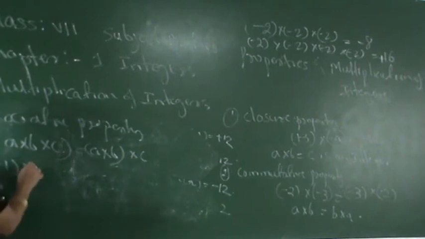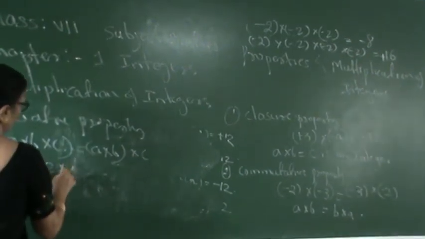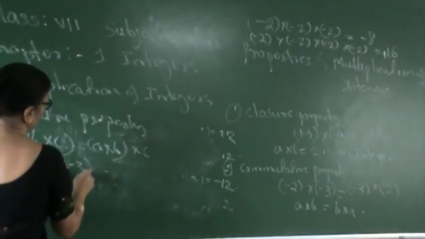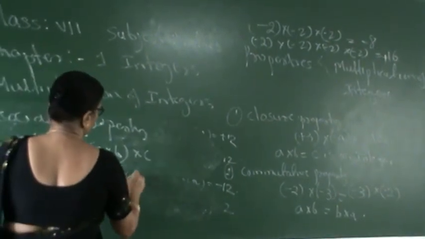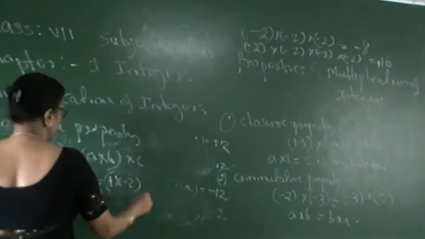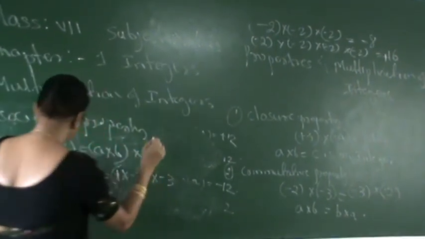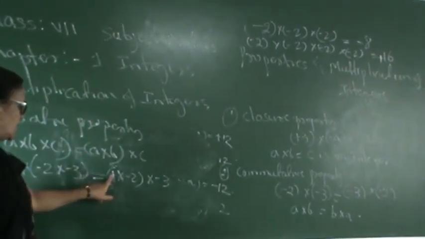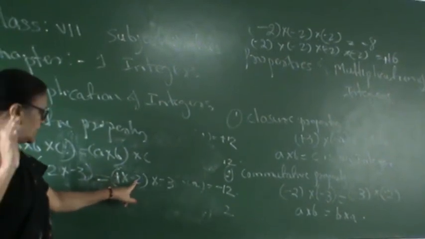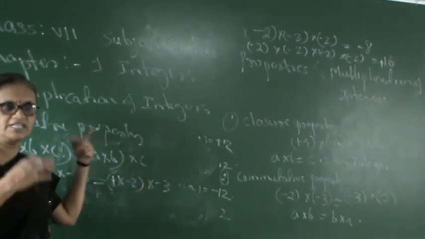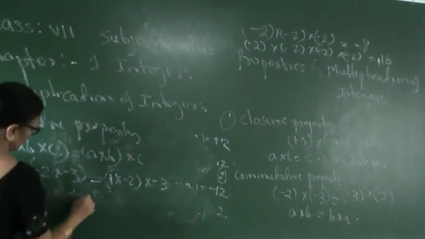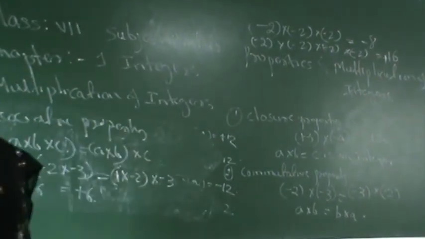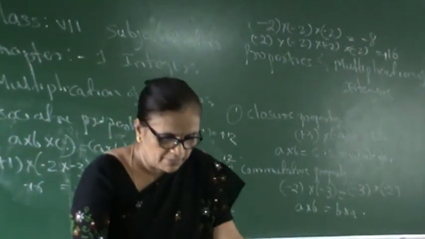Plus 1 into minus 2 into minus 3 is equal to plus 1 into minus 2 into minus 3. You can multiply plus 1 into minus 2, which is minus 2. Minus 2 into minus 3 is 6. Both sides will get answer plus 6. This property is called the associative property of multiplication.